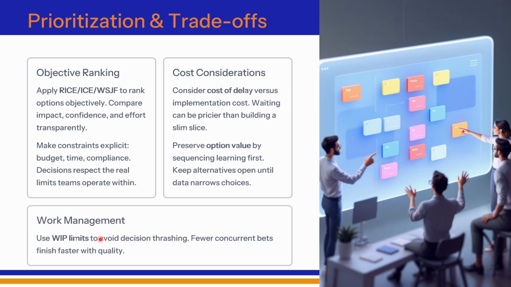And work management: use WIP limits to avoid decision thrashing, fewer concurrent bets, finish faster with quality. When everything is important, nothing gets done. WIP limits keep focus, fewer bets at once means faster, higher quality outcomes. So less juggling, more finishing.